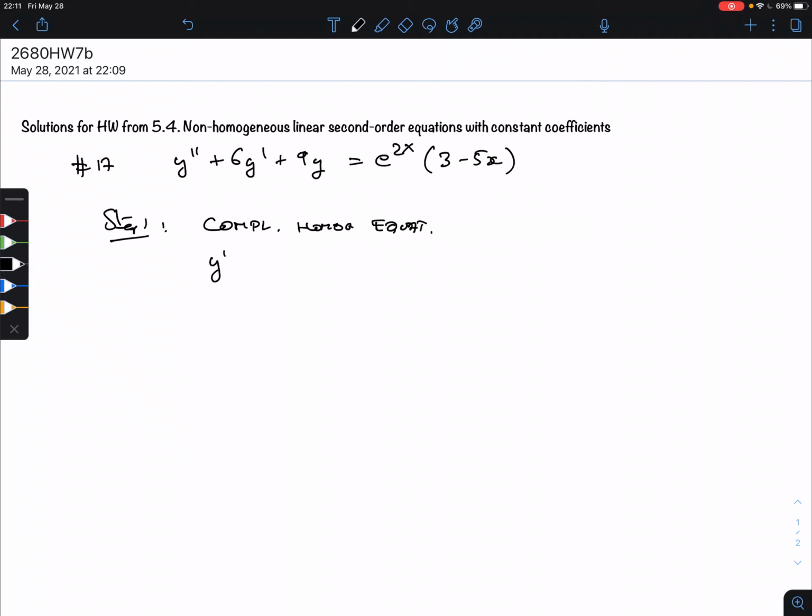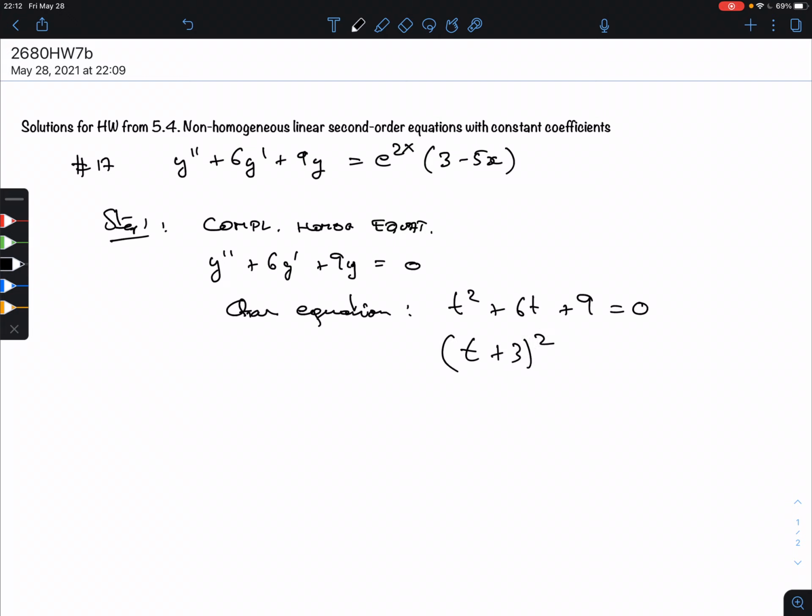So that is y double prime plus 6y prime plus 9y equals 0. So we have a characteristic equation. What is that? That's t squared plus 6t plus 9 equals 0. Okay, so what's going on here? Well, if you are quick, you see that this is actually a perfect square. It's (t plus 3) squared. In other words, two numbers that multiply to 9 and add up to 6, that's both 3 and 3.